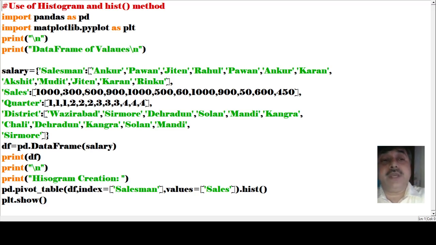After that, df equals pd.DataFrame(salary), and then we print df, the data frame that we have constructed. Then a backslash n, and we print histogram creation. Then pd.pivot_table with df, where the index is salesman and the values are sales, and then .hist. This is another way that we call hist here.